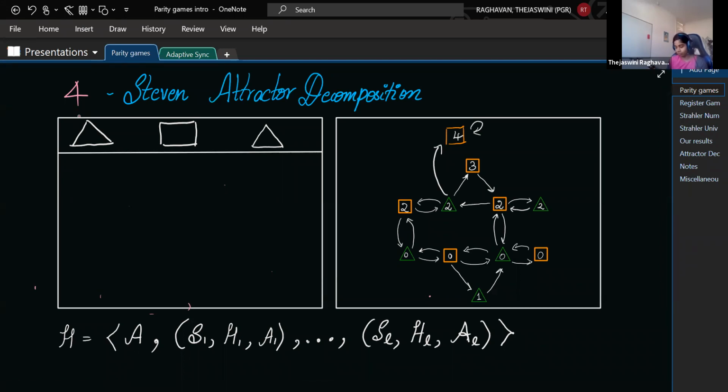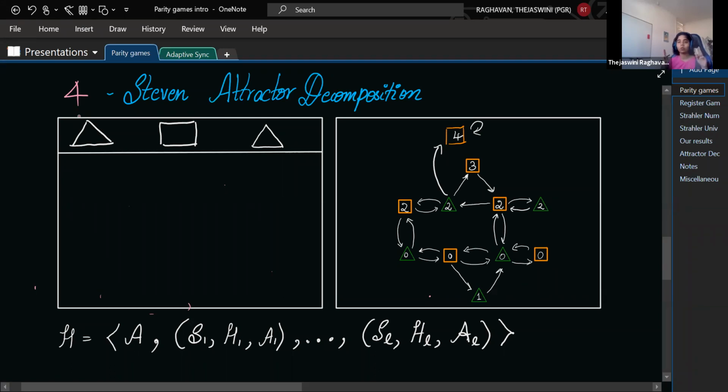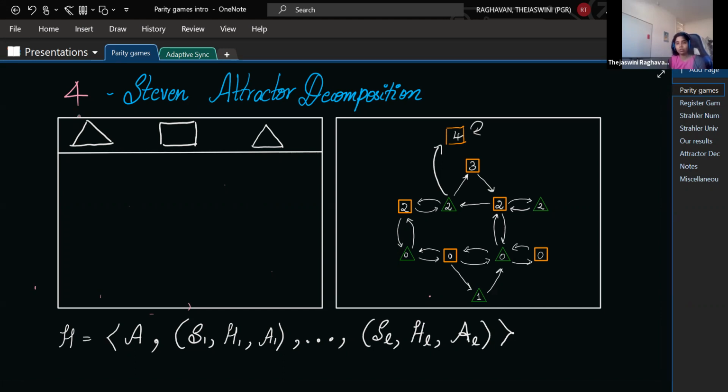What is this weird thing that we're talking about? You can think of this as some kind of witness to the fact that Steven is winning. If someone came and gave you an attractor decomposition, what you want to achieve is some kind of witness to the fact that Steven wins in every vertex in this subgame. If you look at the set of all vertices that are winning for Steven in a game graph, you should be able to provide an attractor decomposition for it.